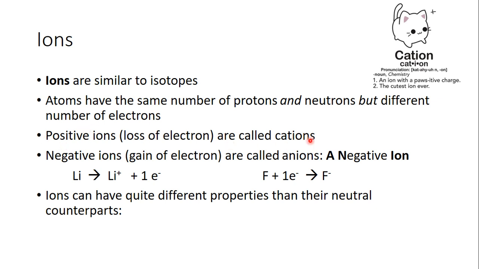The way to remember this is cations are positive. Cat, pause, cat, pause. You get it? Yeah, I thought you did. And anions, they're, well, a negative ion. Anion.